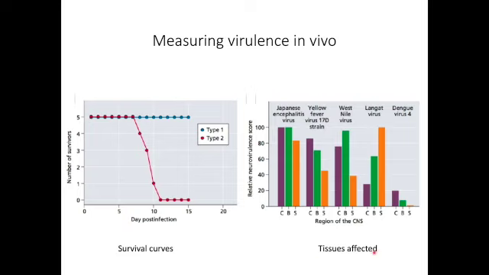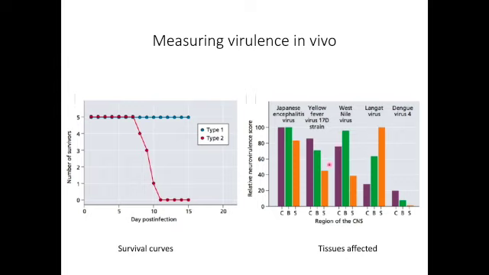We can also look at the tissues that may be affected upon infection and look more at where in the body virulence is happening. So this graph is showing us the relative neurovirulence of various types of flaviviruses, and we're looking at what region of the CNS is most affected by these particular viruses. So we see with Japanese encephalitis virus, the cerebellum and the brainstem are mostly affected, and the spinal cord not as much.